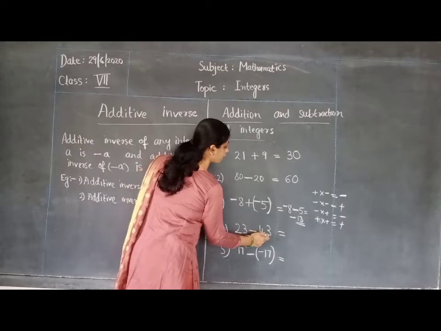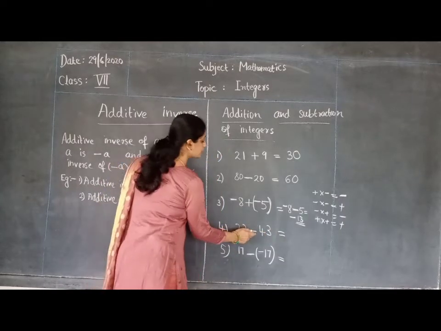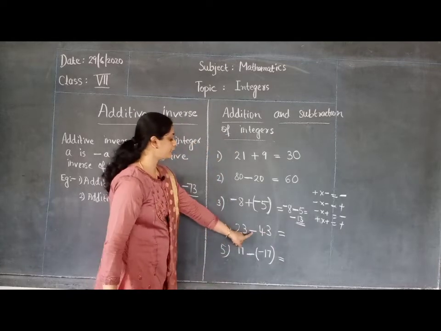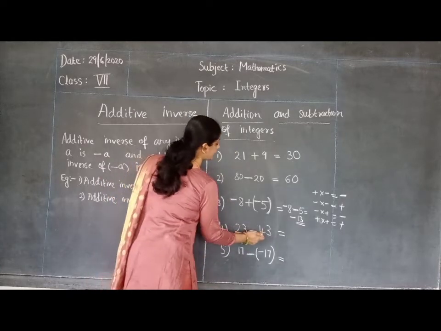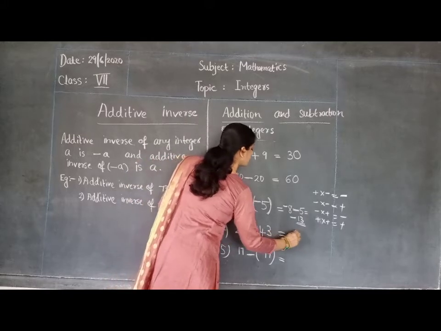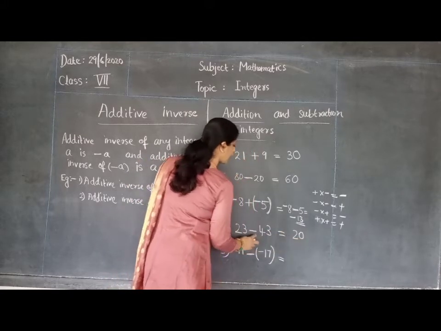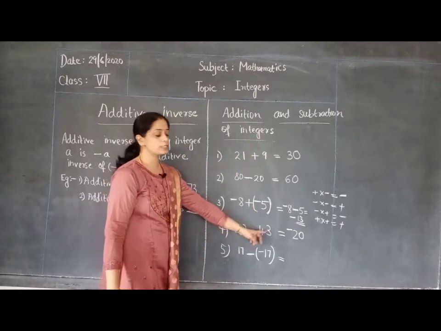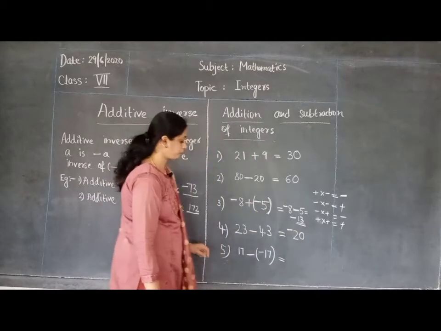23 minus 43. So here it is subtraction and the bigger number is 43. Its sign is minus. So subtract 43 and 23. So the answer is 20. And the bigger number's sign is negative, so you should write minus 20 as the answer.